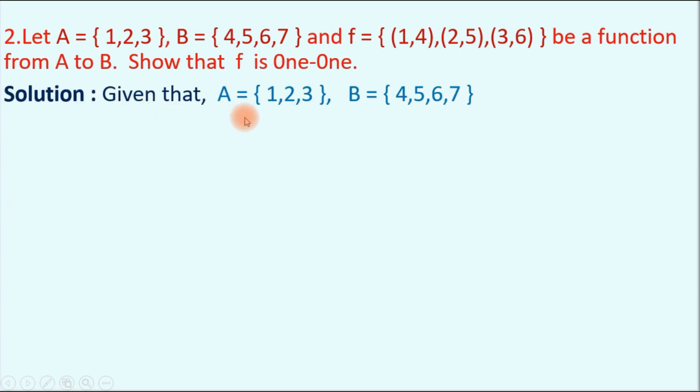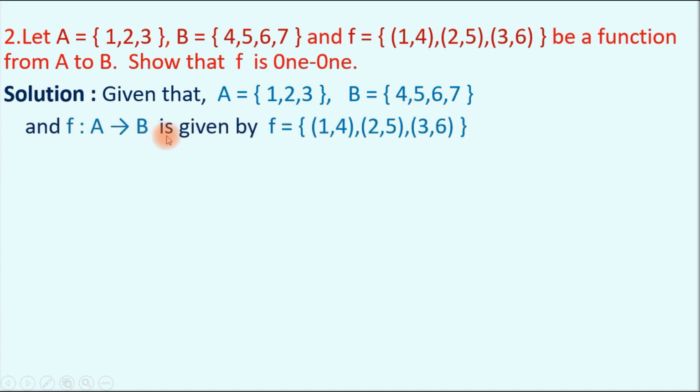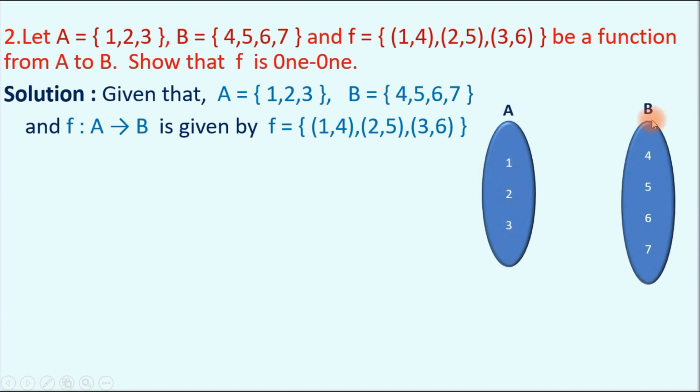Given that set A equals {1, 2, 3}, set B equals {4, 5, 6, 7} and the function f from A to B is given by f equals 1 to 4, 2 to 5, 3 to 6. Take the relationship diagram for this function. The domain A is the set {1, 2, 3}, the codomain B is the set {4, 5, 6, 7} and the function f from A to B is 1 to 4, 2 to 5, 3 to 6.